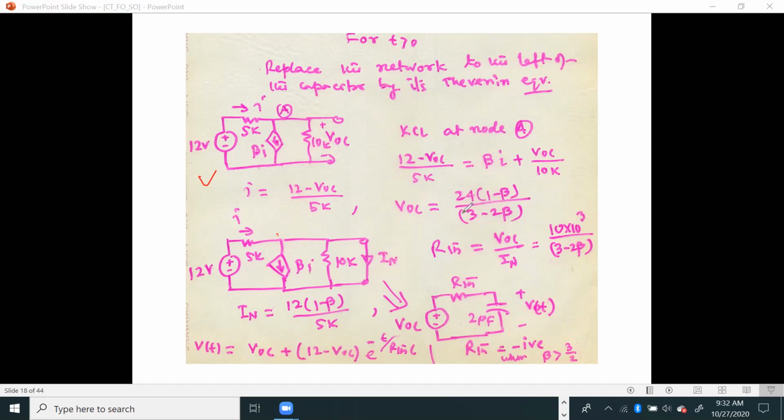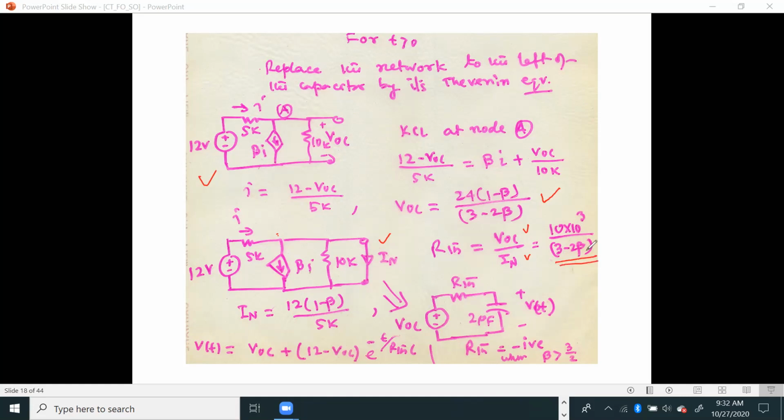Then you will calculate that your VOC is equal to this. And you see that your gain parameter beta is variable, so your VOC will also depend on beta. And by using your short circuit technique, we calculated IN. Then if you divide our VOC by IN, that IN is the short circuit current, okay? Then you will get your RTH.